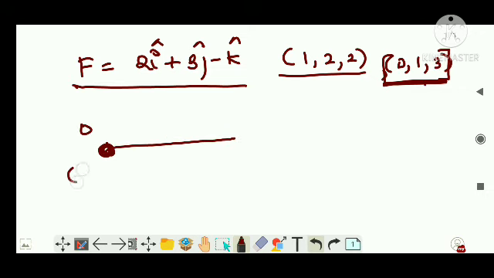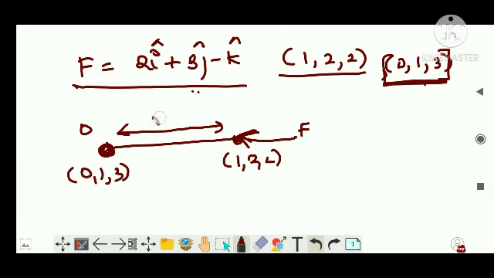That point is (0, 1, 3). At a distance, say (1, 2, 2), a force is going to act. This force can be below force or whatsoever. A force is going to act which has a magnitude like this. So you're asked what is the torque here. This much clear? So you have to find the distance r vector here.